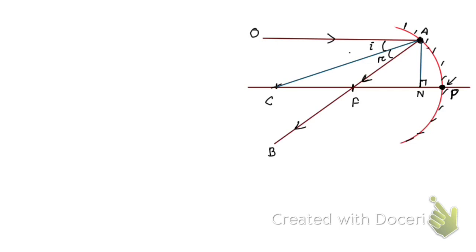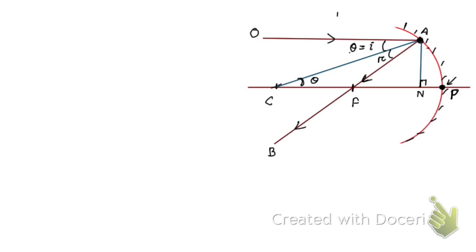Now you see, if we take this angle as theta, then this angle I must also be equal to theta, because they are alternate interior angles, because these two are parallel. This ray is parallel to the principal axis, right? These two are alternate interior angles, so I must be equal to theta. Hope you have understood this.